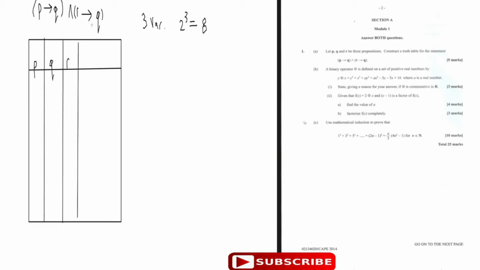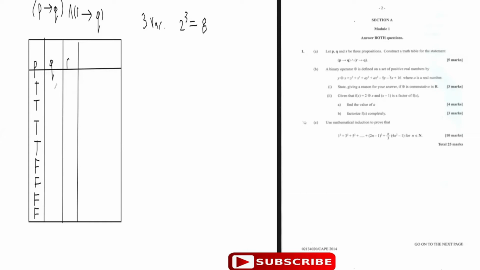So now let's put in the outcomes. We know that for P, it's going to be 4 true and 4 false. So you can write the 4 true first, then you write the 4 false. You don't have to use true and false, you can use ones and zeros. A lot of people like to use ones and zeros, one representing true and zero representing false, so that's for P.